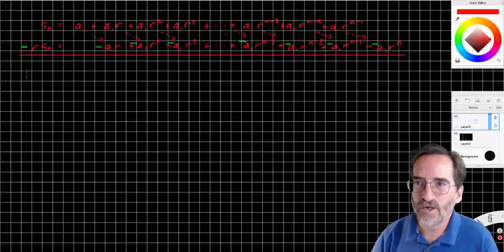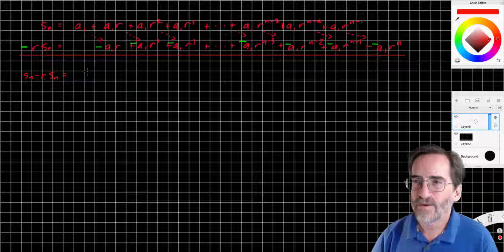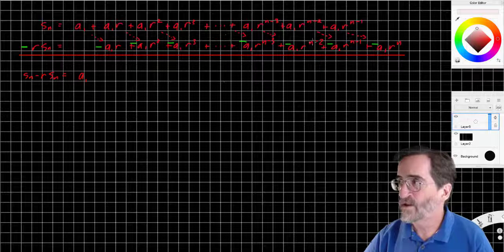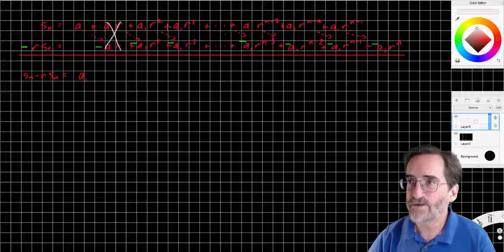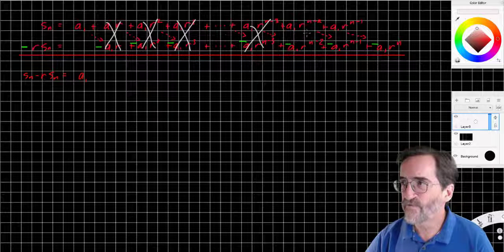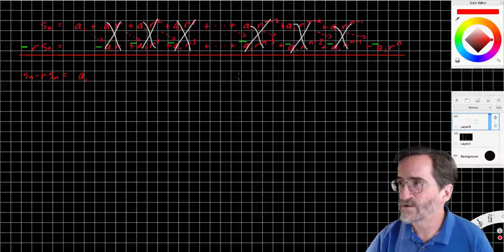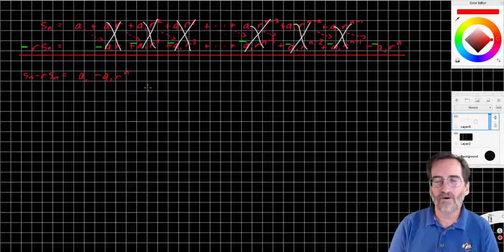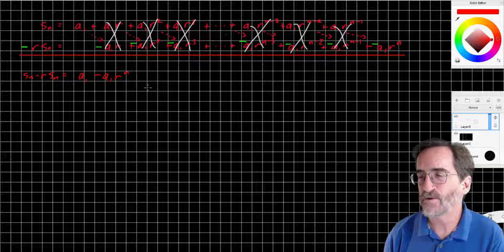On the left side of the equation, we get s sub n minus r s sub n. On the top, a sub 1 doesn't have anything to subtract from it, but a sub 1 r minus a sub 1 r drops out. Let's go ahead and do that here. Just going to symbolize that. That drops out. A sub 1 r squared minus a sub 1 r squared. A sub 1 r cubed minus a sub 1 r cubed. And that continues in that fashion all the way up to here, leaving just the last term, minus a sub 1 r to the n. And that's where the magic happens. All those terms drop out and we have just the first and the last terms.